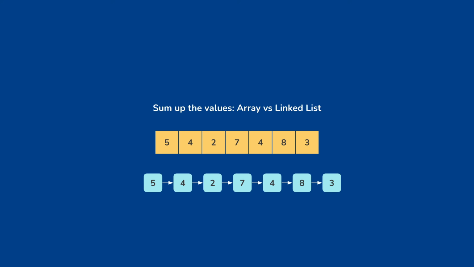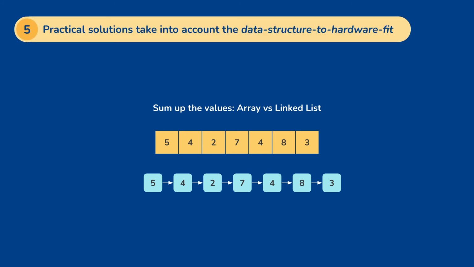Imagine now that you have to sum up n values. Whether you store those values as an array or a linked list, the complexity will be exactly the same, big O n. In practice, however, summing over an array is faster, because of the way memory is allocated and accessed on standard hardware.